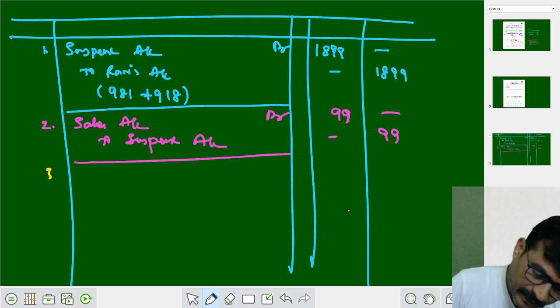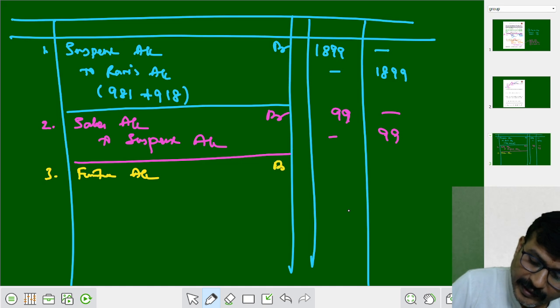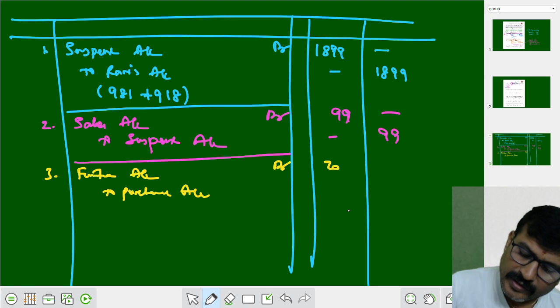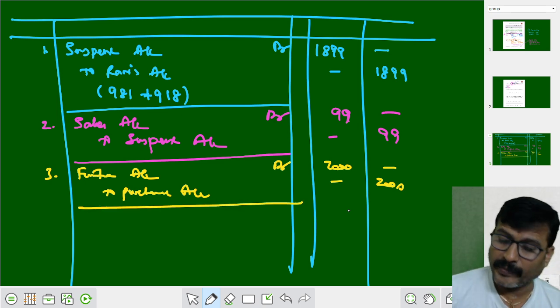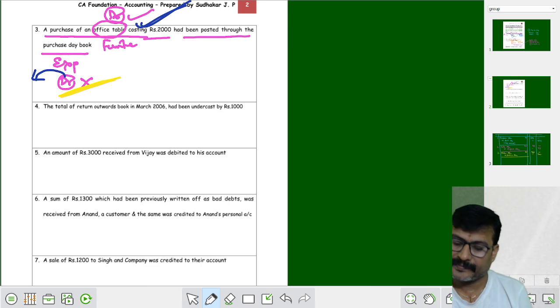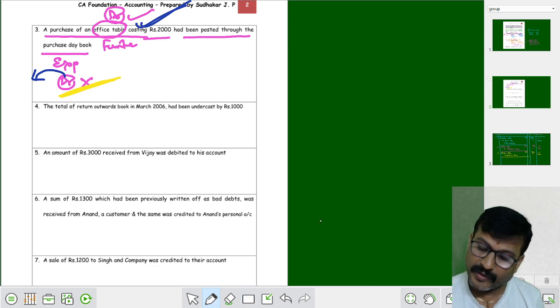Let us write. Furniture account debit to purchases account with an amount of how much? 2000, being wrong debit to purchase account is rectified.